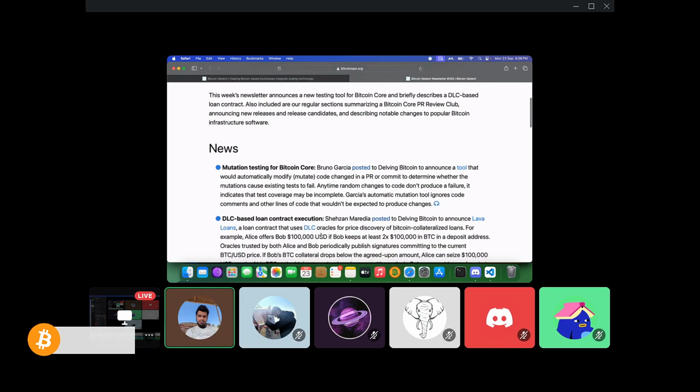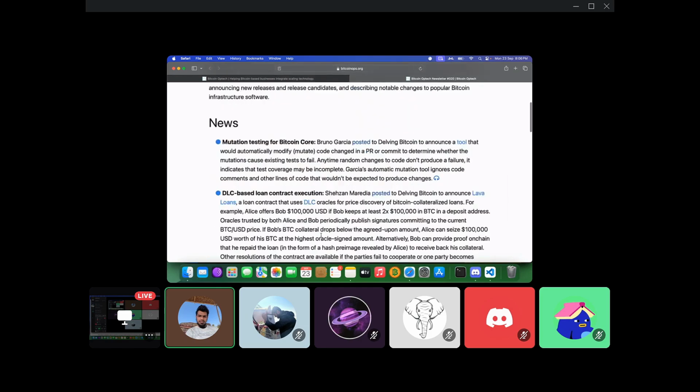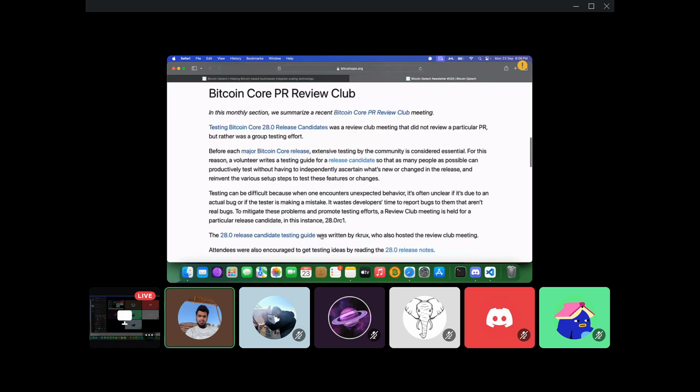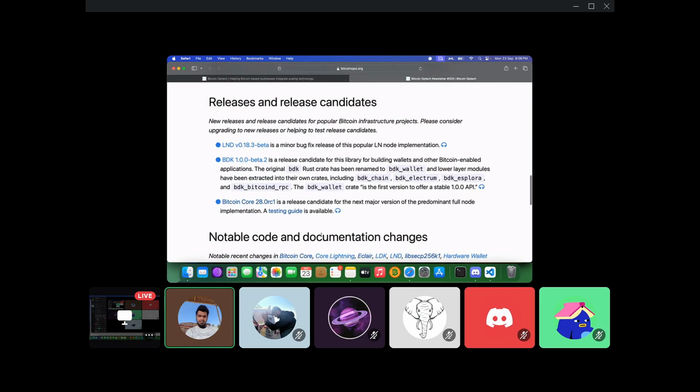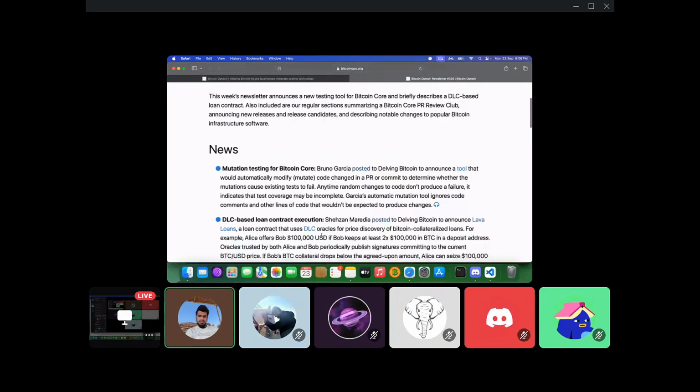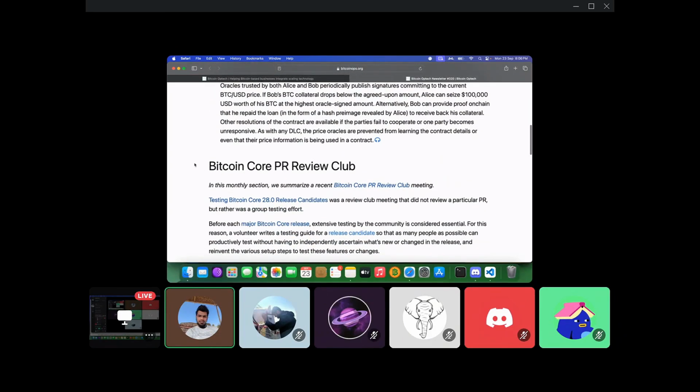As every week, the newsletter is bifurcated primarily into the news article, the code review club, and releases and release candidates, notable code and documentation changes. So everything is what we have every week, but the special edition is the review club, which is a monthly edition. And this week, the review club is about testing Bitcoin Core 28.0 release candidate, and we will probably spend a majority of our time discussing this, and might even spend the entire session on it.